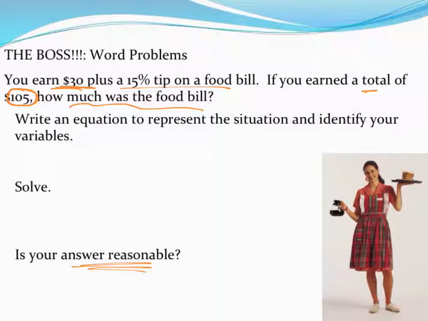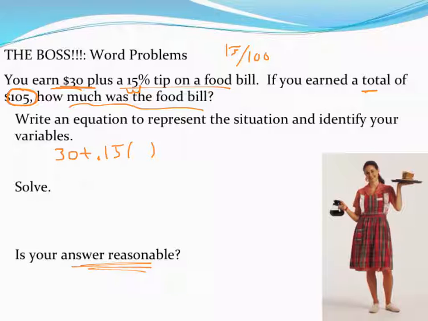So let's try to piece this together and see what's going on. For starters, I know that I'm making 30 bucks no matter what. And then in addition to that, so plus, I'm also getting 15% of something. Well, we can't work with percentages, so make sure you change that percent into a decimal before you work with it. Either use that trick where you take your decimal and move it over 2 spaces, or divide 15 by 100, and you'll get 0.15. I'm getting 15% of the total food bill, so I'm going to be multiplying 0.15 by what the total food bill was.